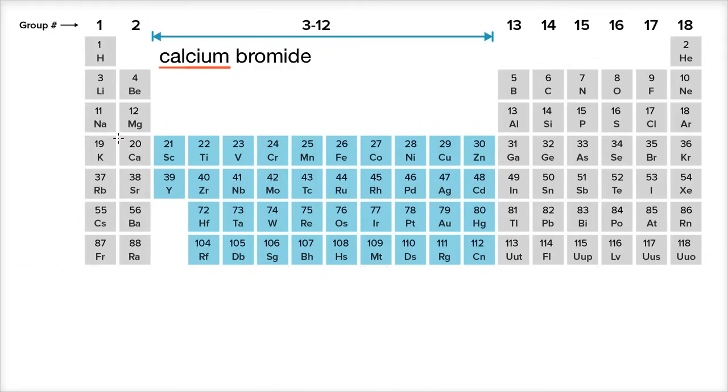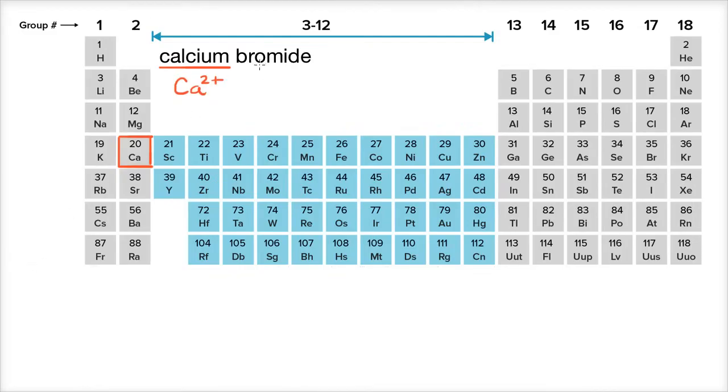Well, calcium is right over here in group 2, and group 2 elements, also known as alkaline earth metals, tend to ionize by losing 2 electrons, and that's because they have 2 electrons in their outermost shell and they would like to lose them. And so when calcium ionizes, it is going to ionize as Ca2+.